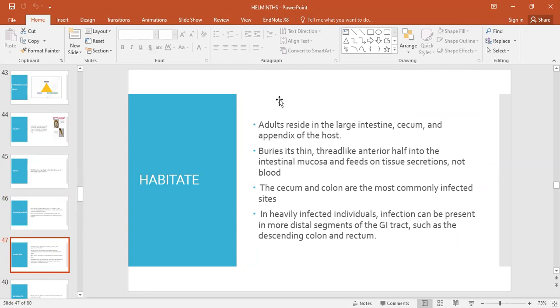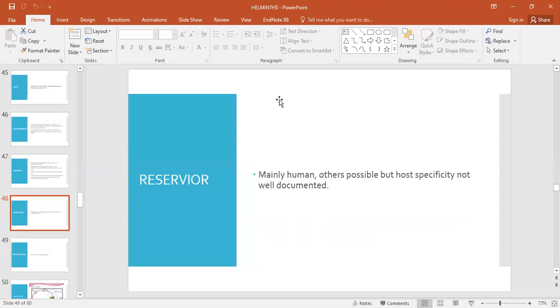Habitat. Trichuris trichiura adults reside in the large intestine, cecum, and the appendix of the host. It buries its thin, thread-like anterior half into the intestinal mucosa and feeds on tissue secretions, not blood. The cecum and colon are the most commonly infected sites. In heavily infected individuals, infection can present in more distal segments of the GIT, such as the descending colon and rectum. Reservoir: mainly humans; other hosts are possible, but not well documented.